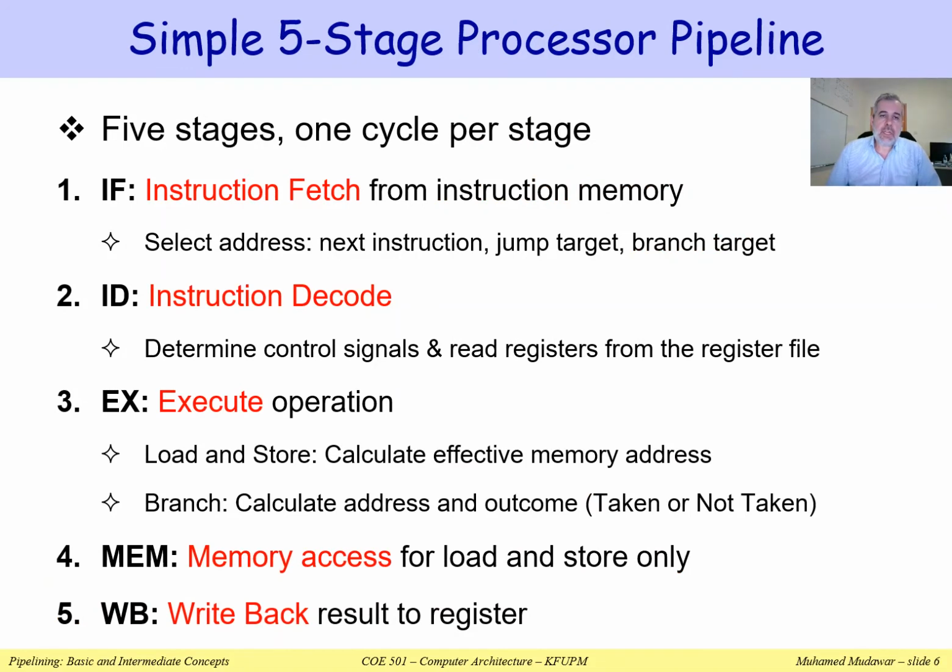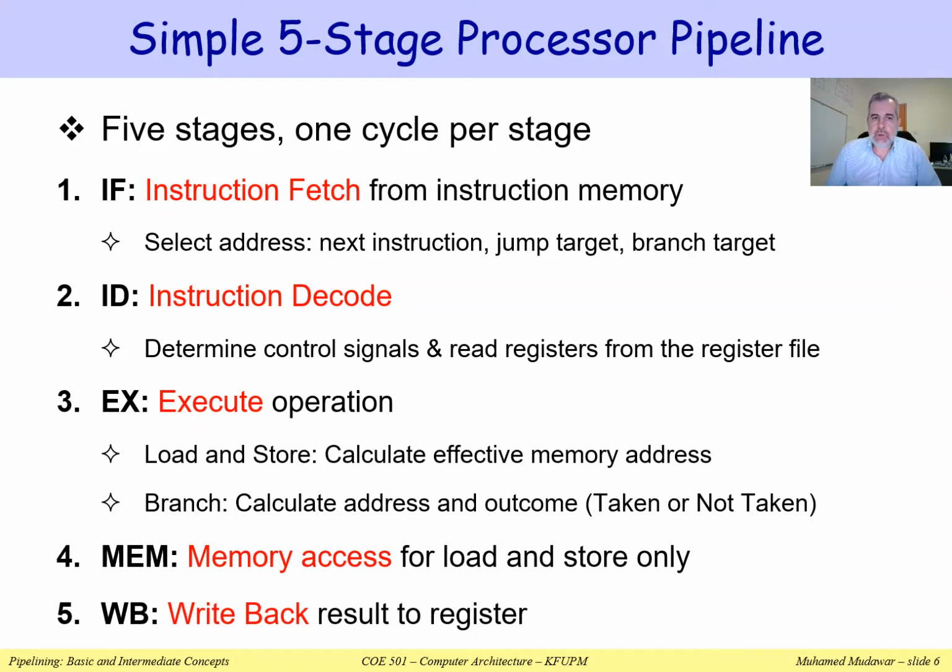In this presentation, I will be talking about a simple 5-stage processor pipeline for a RISC-like processor, for example, a MIPS processor. I will go over the details of the data path and control, but this will be done in the next video. So there are 5 stages, and each stage will take only one clock cycle.